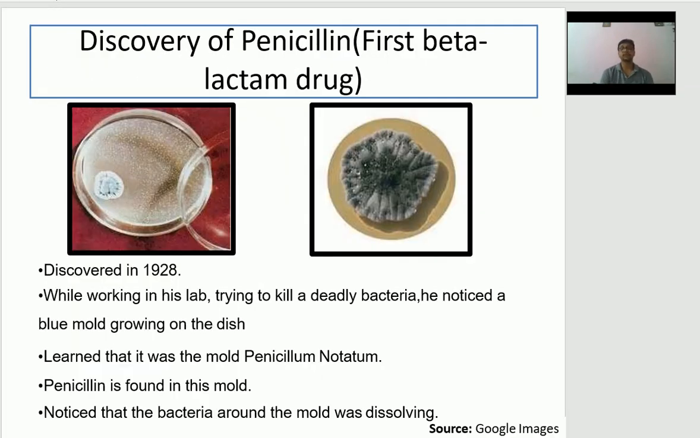Next, the discovery of penicillin, the first beta-lactam drug. This was discovered in 1928 while working in his lab. This antibiotic was discovered by Alexander Fleming.